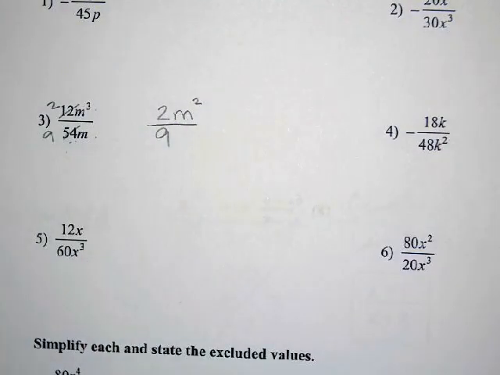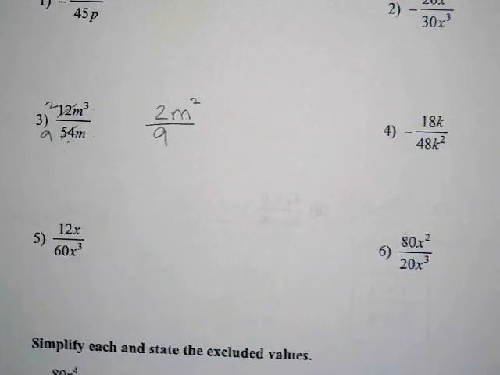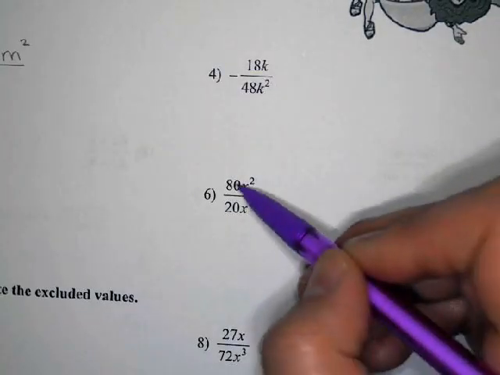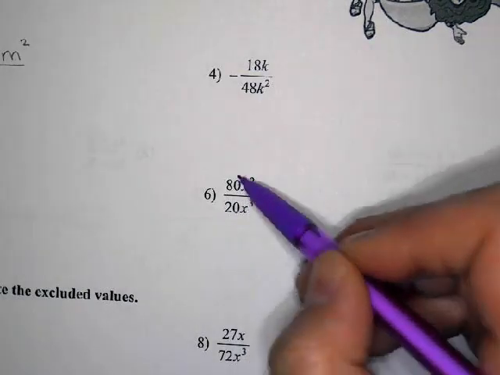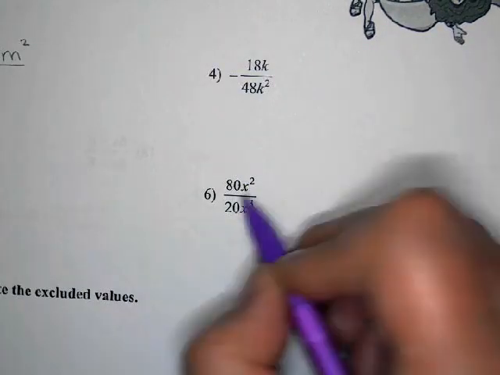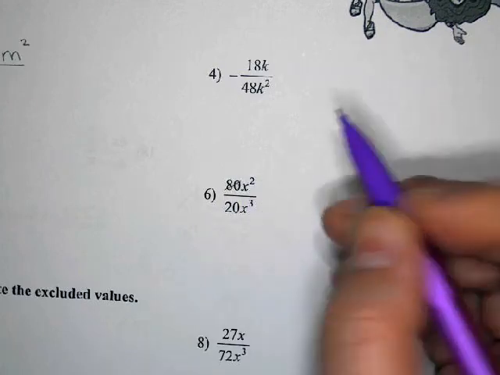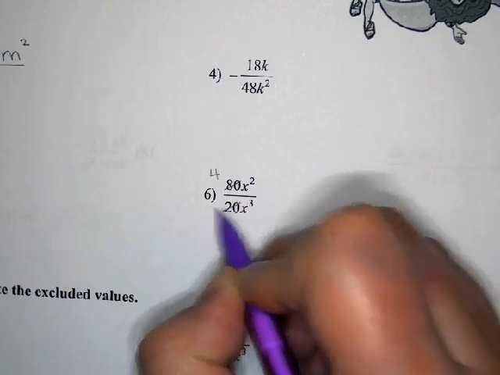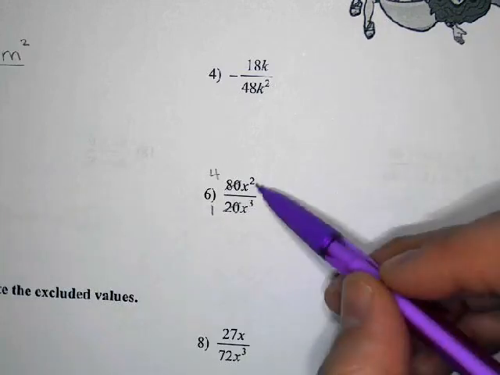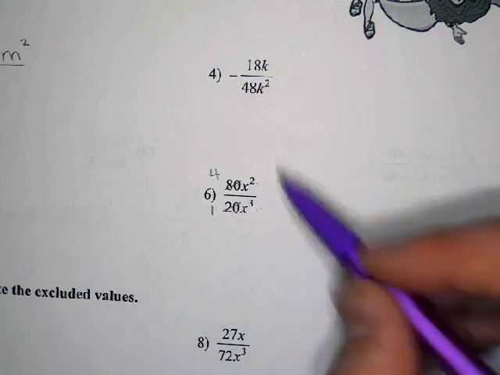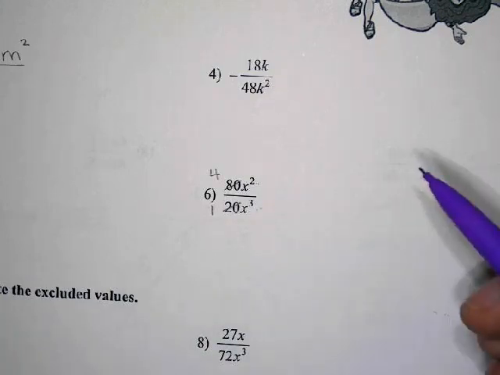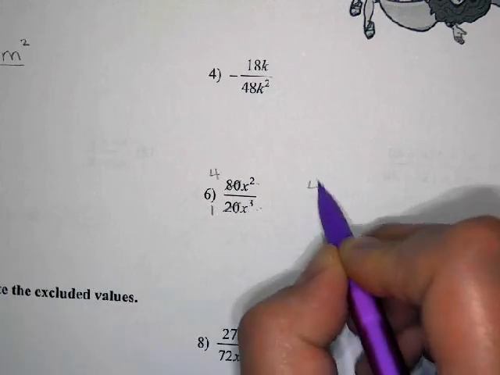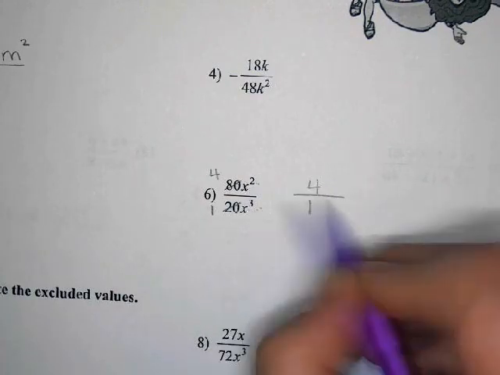Okay, let's look at number 6. 80 over 20, what can we divide both of those by? 20. Okay, so 80 divided by 20 is 4. 20 divided by 20 is just 1. If I look at the x's, does the top win or the bottom? The bottom. How many does it win by? 1. Okay, so 4 on the top, 1 on the bottom, x wins by 1. Or you could just write 4 over x.